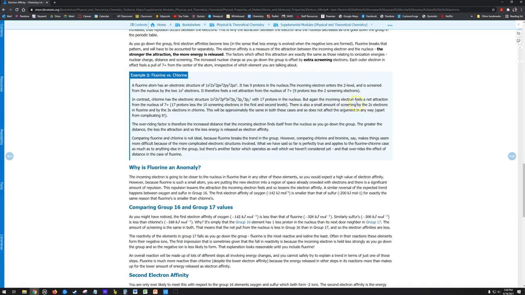But again, the incoming electron feels a net attraction from the nucleus. There is also a small amount of screening or shielding by the 2s electrons. It will be approximately the same in both of these cases. It does not affect the argument in any way. The overriding factor is therefore the increased distance that the incoming electron finds itself from the nucleus as you go down the group. Yeah, so chlorine's larger.